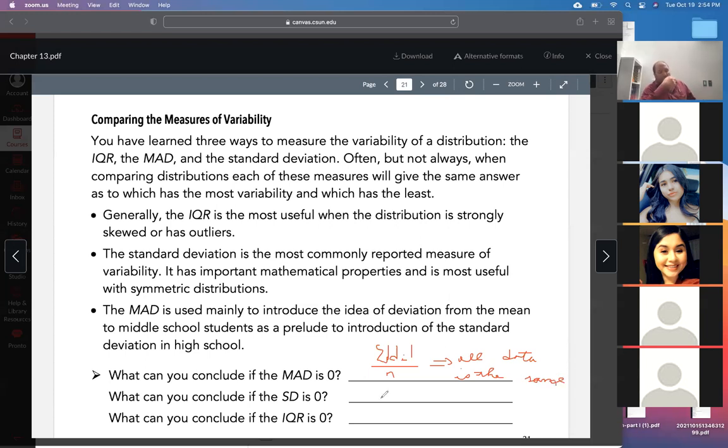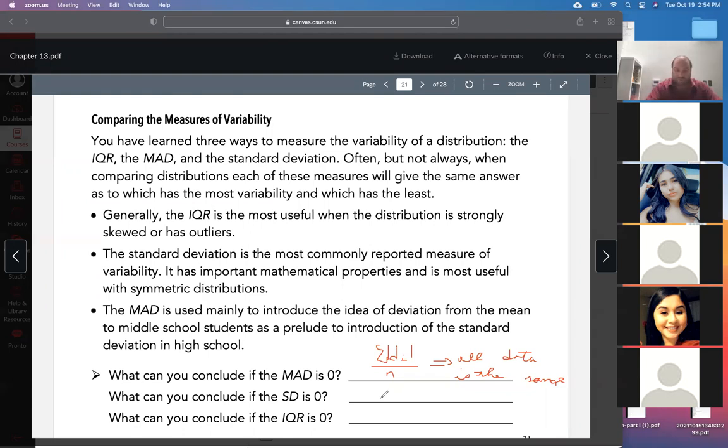What if the SD is 0? What could you conclude then? Remember what the SD is. It's the square root of the sum of squares over n minus 1. If that's equal to 0, then what can you tell me about the squares themselves? Wouldn't they also be equal to 0? They're all equal to 0, which tells me... what's the conclusion?